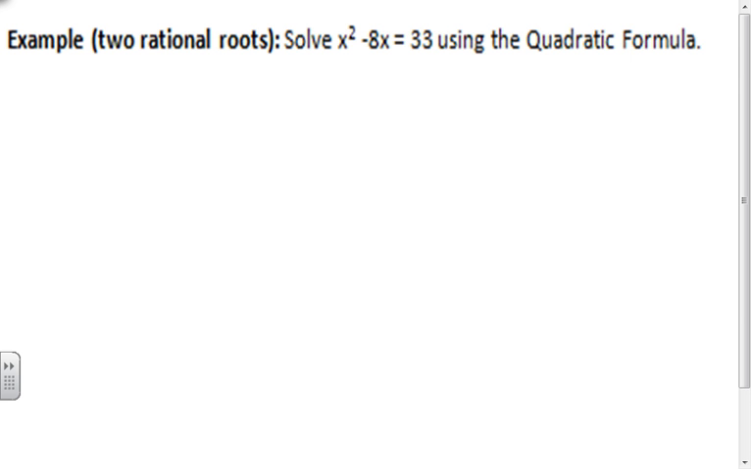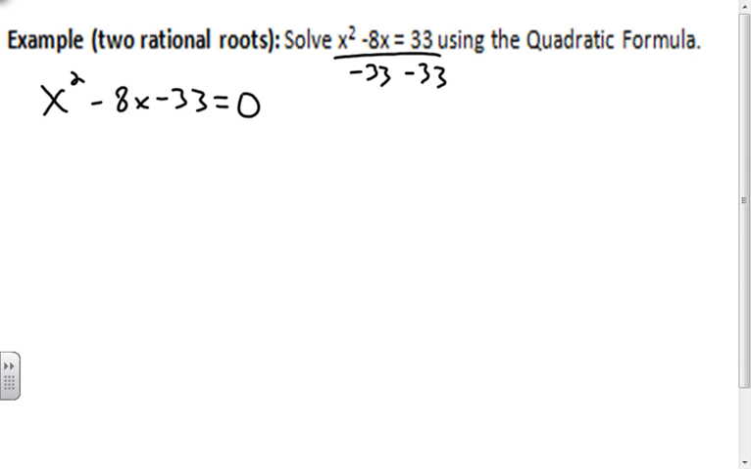So in this example, we have x squared minus 8x equals 33, and we need to use the quadratic formula to solve for it. Well, first thing we want to notice is that it's not in the form ax squared plus bx plus c equals 0. We want to get that equal to 0. So we have to subtract 33 from both sides. So we get x squared minus 8x minus 33 equals 0. Now it is in our standard form for quadratics, and now we can use the quadratic formula.